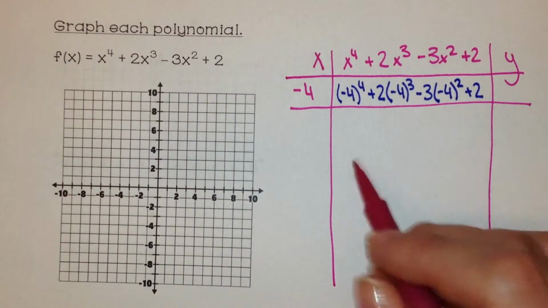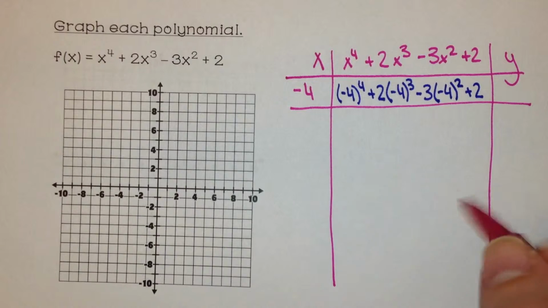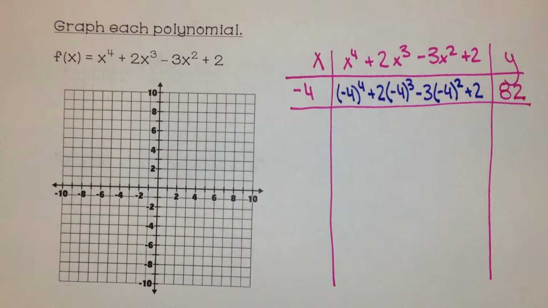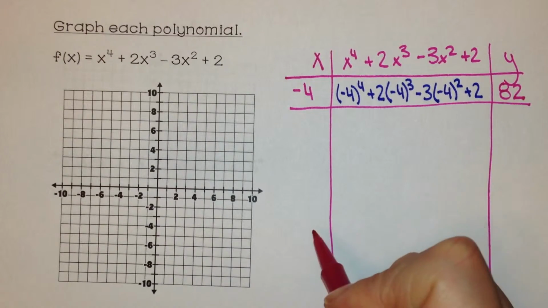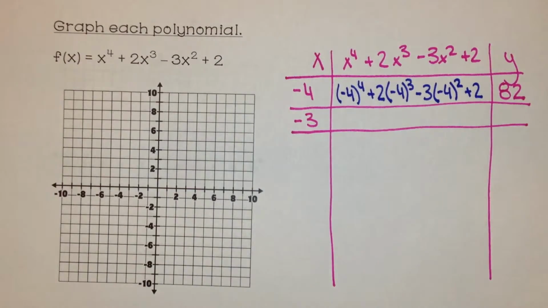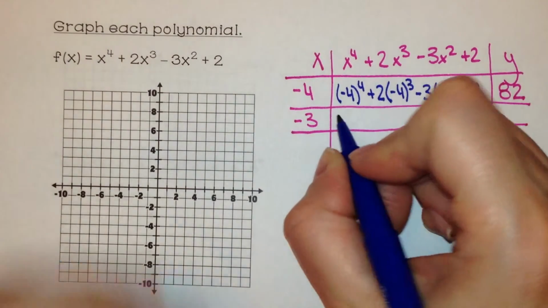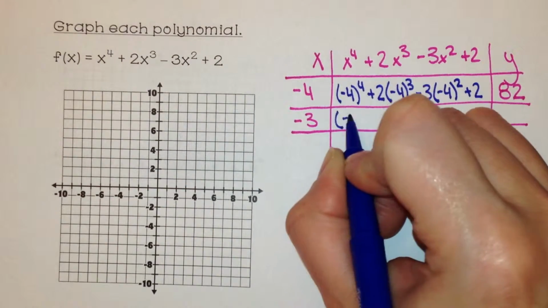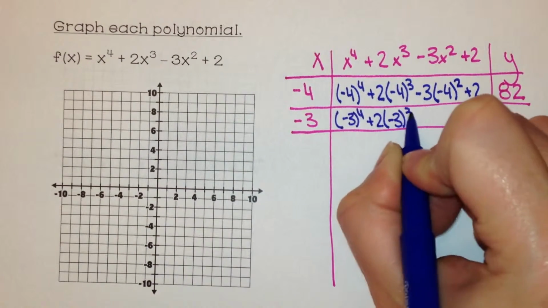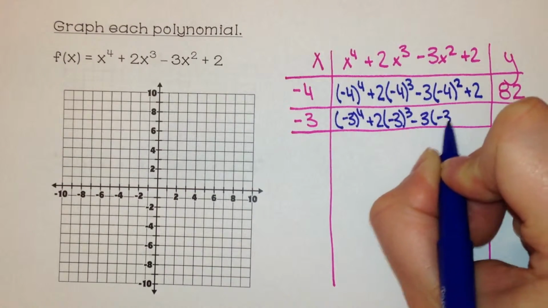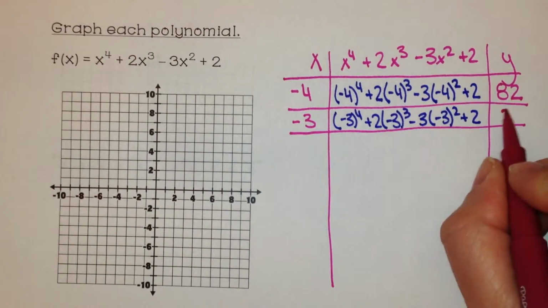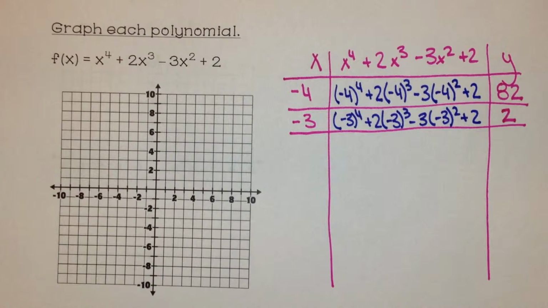So go ahead and type it into your calculator. I put this one in already and I got 82 as the answer. All right, so that's way off my graph. So I'm going to see if the value of where x is -3 is closer down on my graph. So I'm going to plug it in, -3 to the 4th plus 2 times -3 cubed minus 3 times -3 squared plus 2. And this one I got 2 out as my answer.